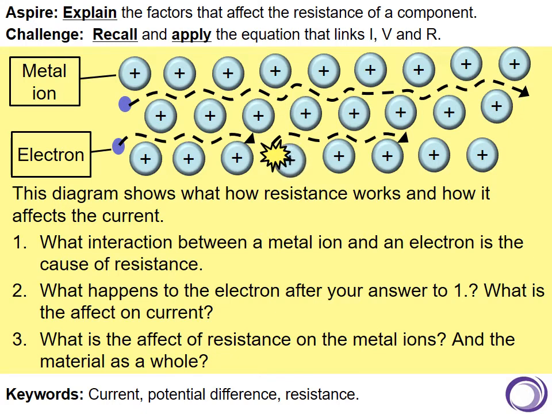So what I'd like you to do is look at points 1, 2 and 3. Point 1, what interaction between a metal ion and an electron is the cause of the resistance? Point 2, what happens to the electron after your answer to question 1? What is the effect on the current? And point 3, what is the effect of resistance on the metal ions and the material as a whole? I'll just give you a minute just to think about some of those responses.